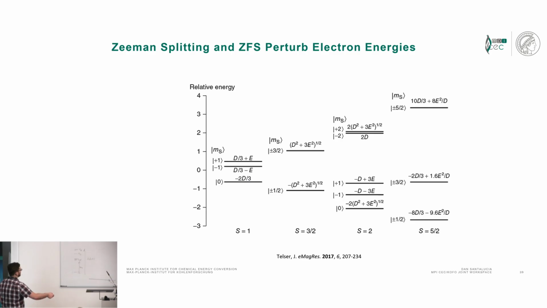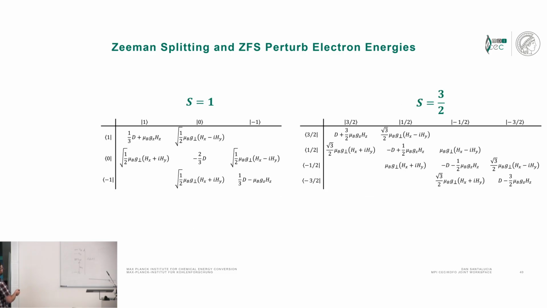And my colleague Josh Telser has this nice paper from 2017. He's gone through and derived what these zero field splitting energies look like out to S equals 5/2, including rhombicity for you. This is the basic picture of how these MS levels are changing with the zero field splitting.